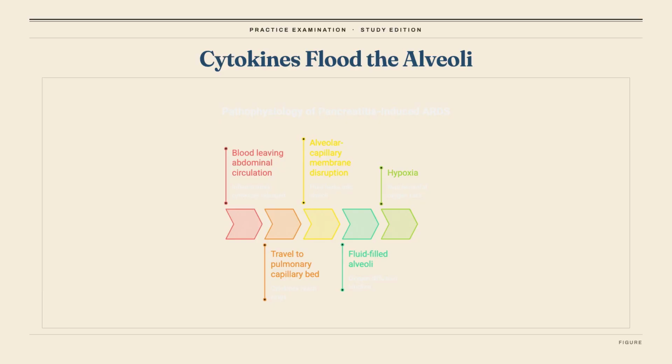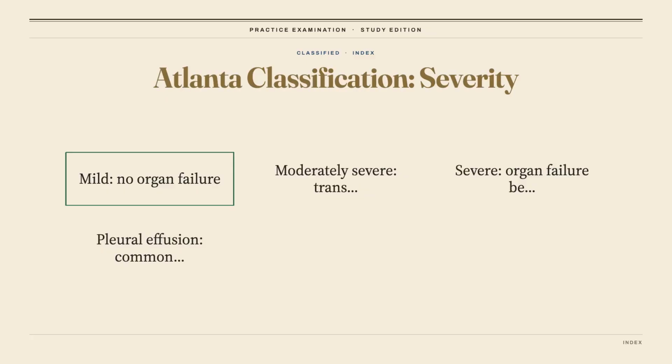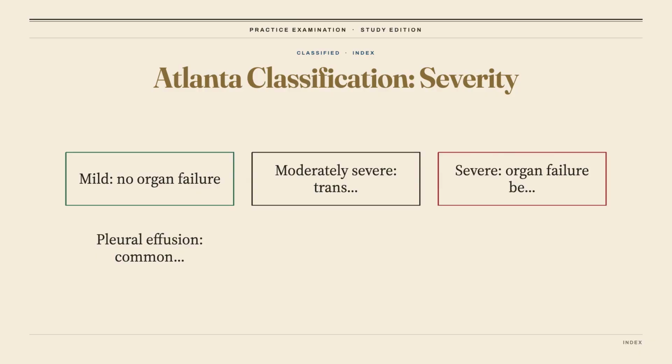Cytokine-driven permeability floods the alveoli with fluid so oxygen cannot cross, and raising inspired oxygen barely helps, defining acute respiratory distress syndrome. The revised Atlanta classification ranks severity by organ failure, not pancreatic damage. Mild disease has none. Moderately severe disease has transient failure, resolving within 48 hours, or local complications, and severe disease has organ failure persisting beyond 48 hours, the strongest predictor of death.